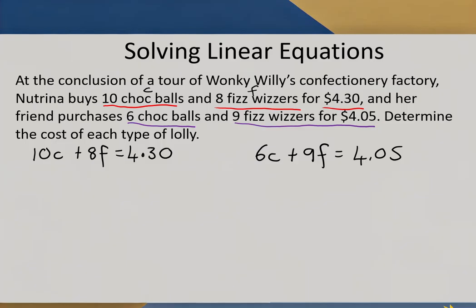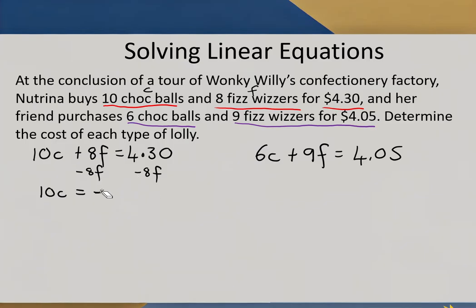So I'm going to get C by itself. The first thing I'm going to do is take away 8F from both sides. Remember, equal sign means equivalent. That gives me 10C is equal to negative 8F plus 430. I could have written it if you would much rather. I'll erase.